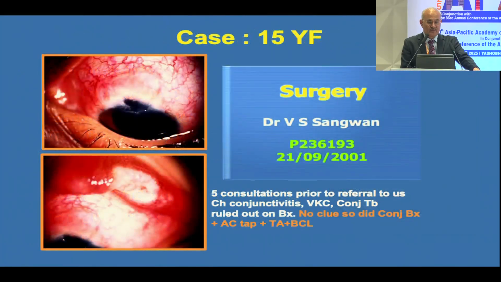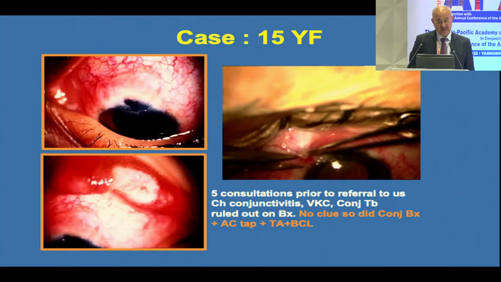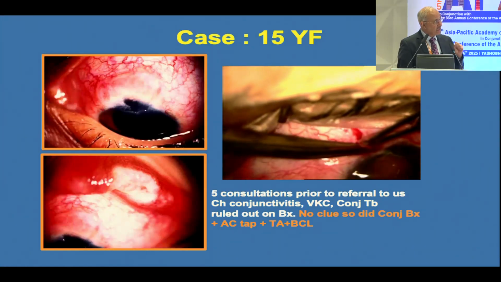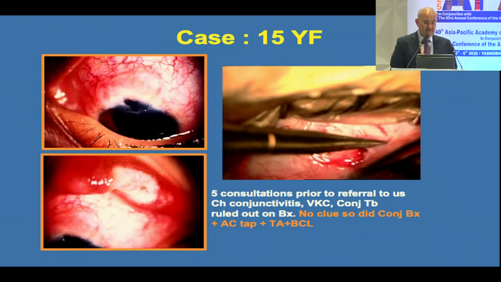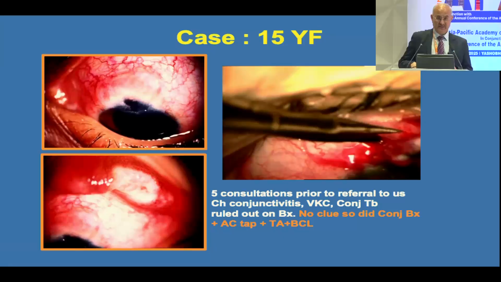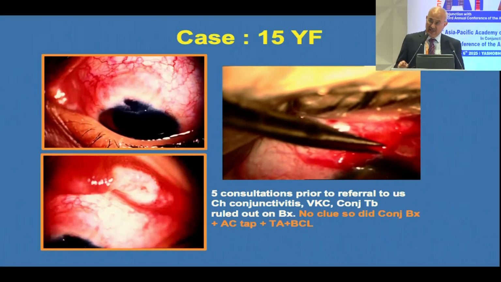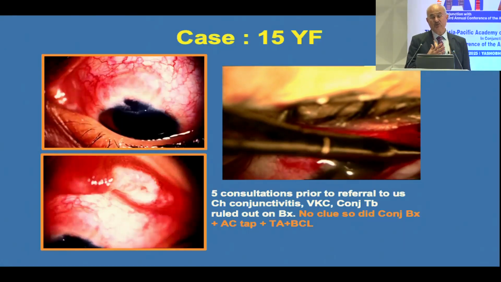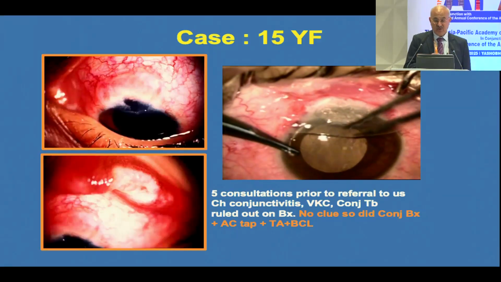This is a girl who was diagnosed as VKC at multiple places, and somebody had given a supratarsal steroid injection, and she developed tarsal necrosis. She was referred to me at LVP, and she had consulted 5 different doctors. What I saw was some kind of PUK, there was a mass, there was an AC reaction, there were fine KPs. I did not understand what it was, but I have not seen any tarsal necrosis in a patient with VKC. So I said it's very atypical.